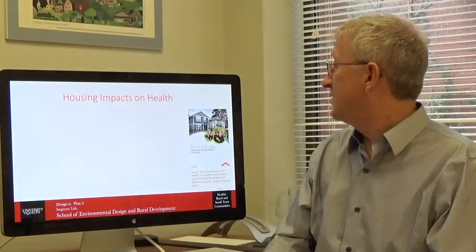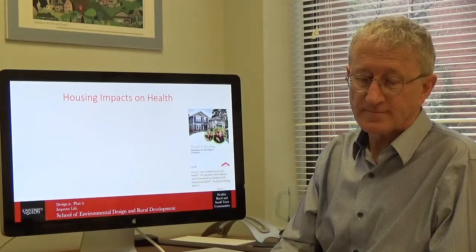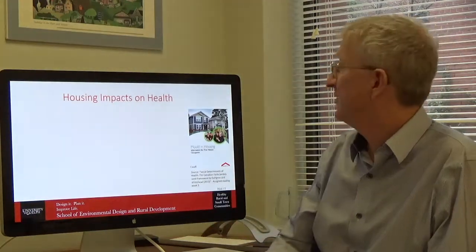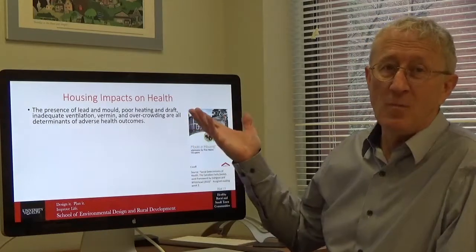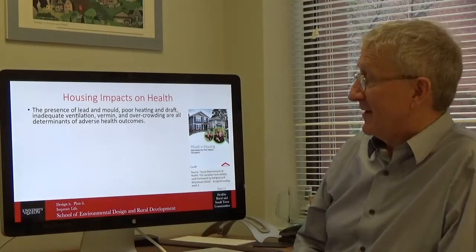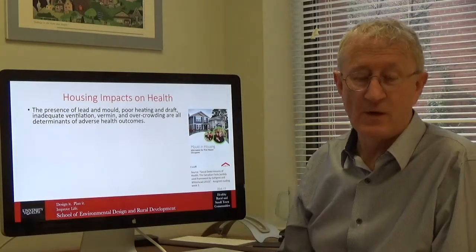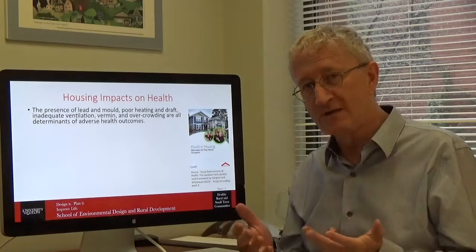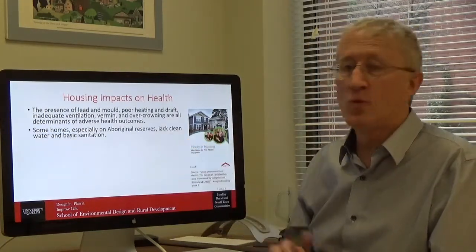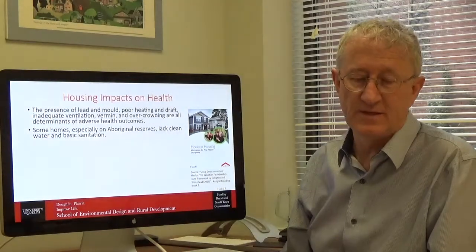So housing impacts on health, a number of key points identified here. And again, this takes us to that reading from week 2, Social Determinants of Health. The presence of lead and mold, poor heating and draft, inadequate ventilation, vermin, and overcrowding are all determinants of adverse health outcomes. I don't think that would surprise us, but it's to acknowledge that that is the case. Secondly, some homes, especially on Aboriginal reserves, lack clean water and basic sanitation.